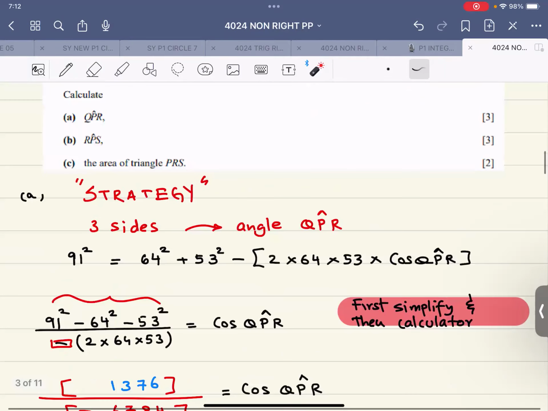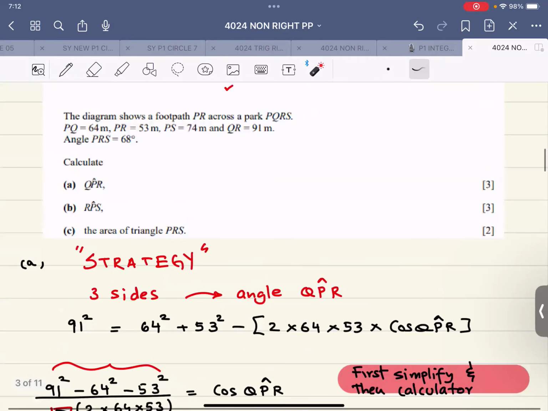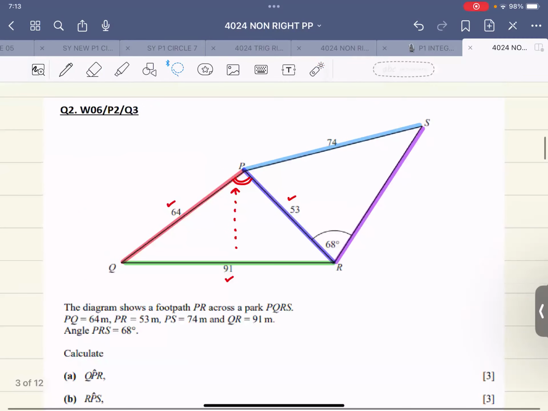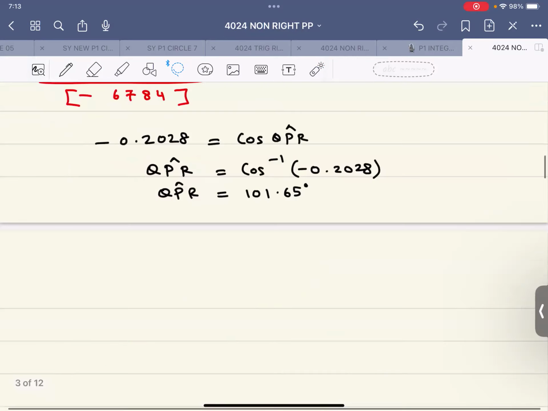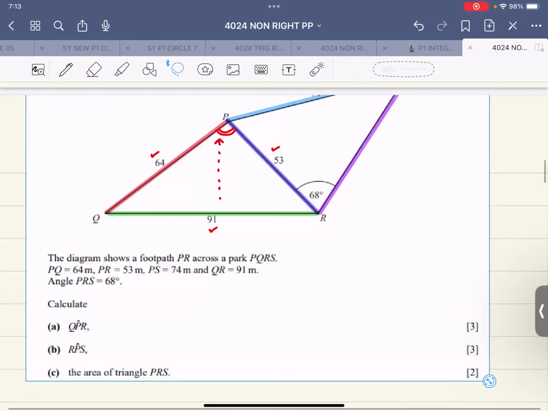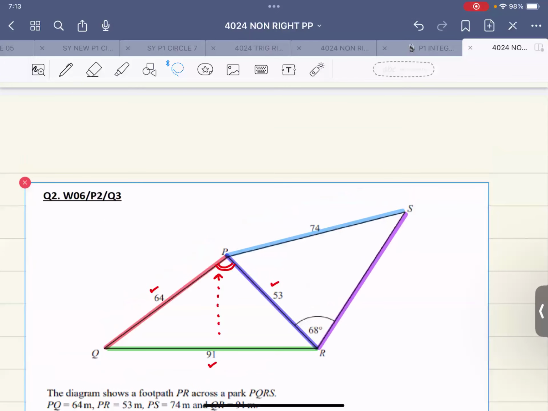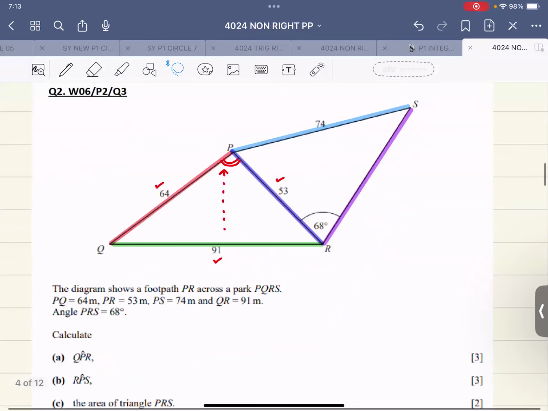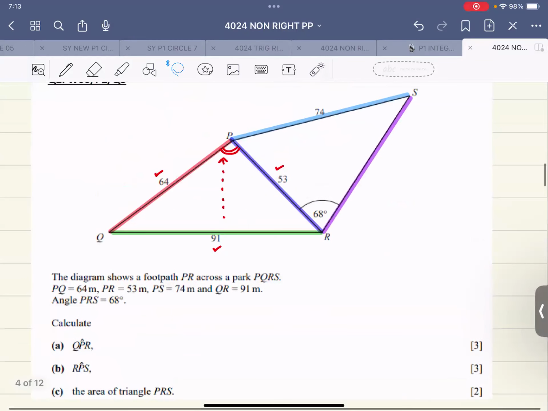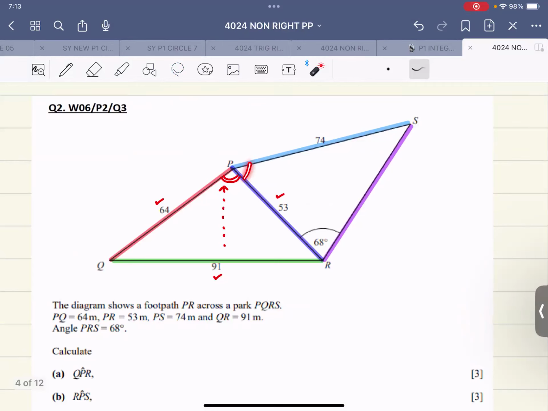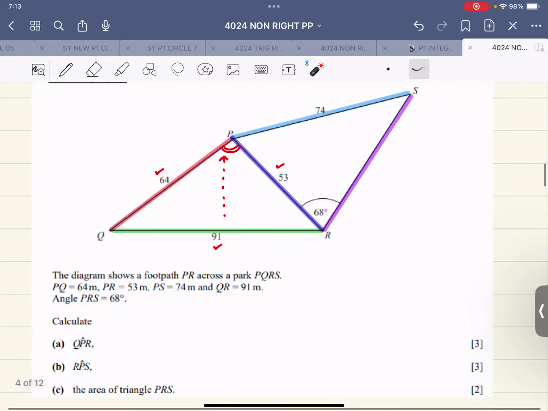Now let me add a page. Let me take this diagram again and solve for the other parts. Okay, now this thing is done. Then we are interested in RPS. RPS, that is this one. RPS, this angle. Now let me highlight it.